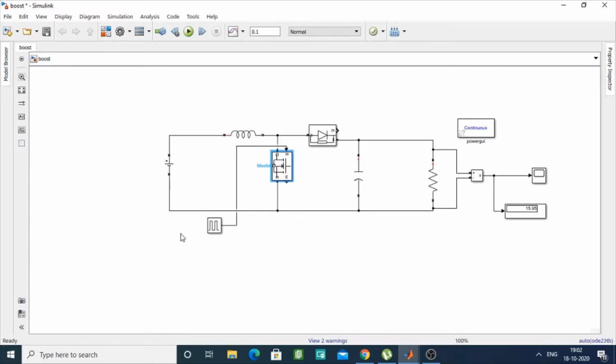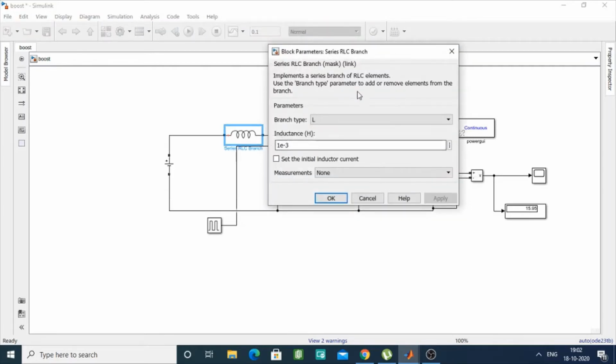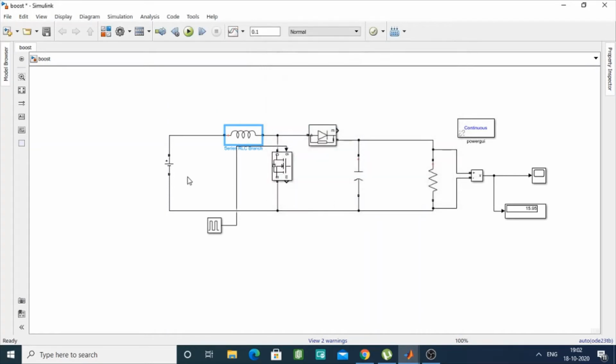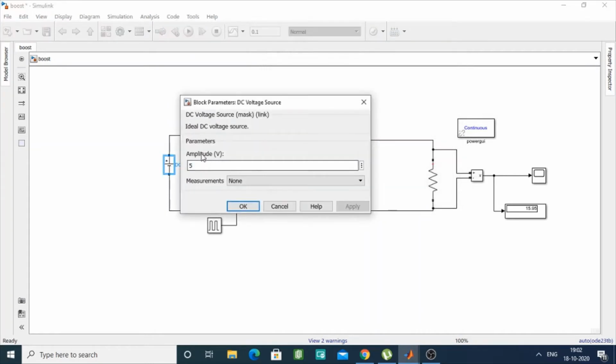In front of you, you can see that I've prepared the circuit of a boost converter, and you can see the components. Let's start with this. This is the series RLC branch, and I have set the branch type to L, which is inductor, and the inductance is 1 microhenry. Now, for the voltage source, I have set the input to be 5 volts.